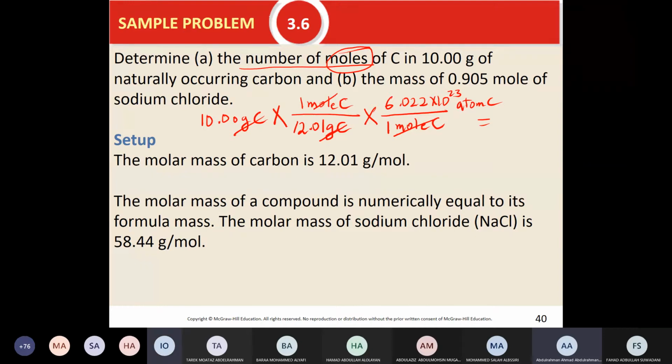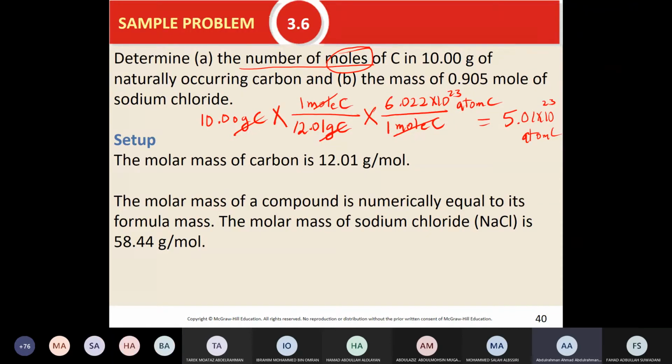The question asked for moles, right? This question is asking for mole. I extended the question. Okay, sorry. So the first one is the answer for mole, but I also wanted to do the same thing. 5.01 times 10 to the power 23 atoms carbon. Is this clear?